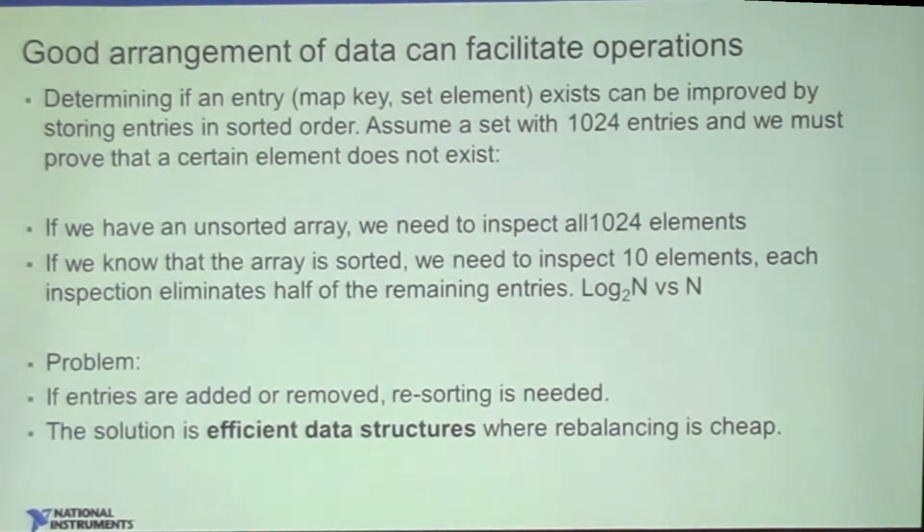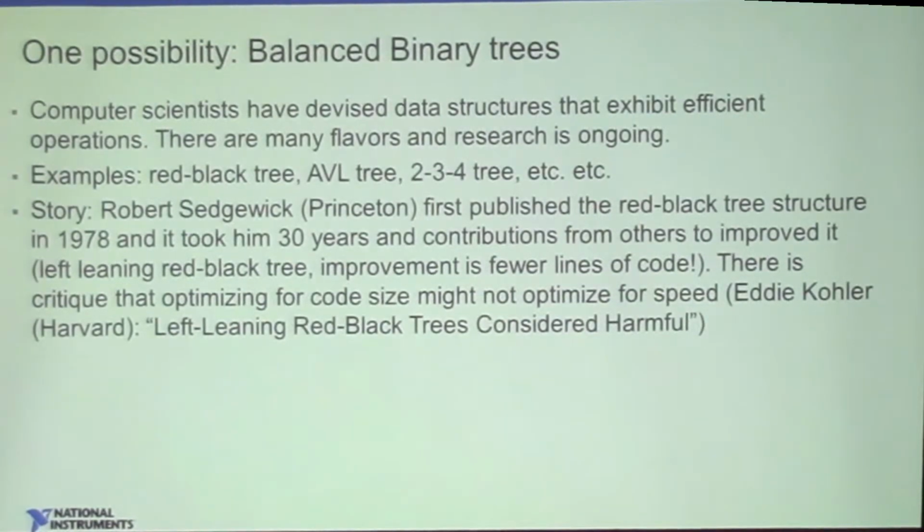The solution is an efficient data structure where rebalancing is cheap. We can remove an entry, add an entry, and it sort of keeps it in a way that we still can do a binary search in some way or another. So one possibility, and I'm not going to go into that much, is a balanced binary tree. Computer scientists have devised data structures that exhibit these efficient operations. There are many flavors, and research is ongoing. There's a red-black tree, I think that's what it is. There are AVL trees, 2-3-4 trees, and so on.